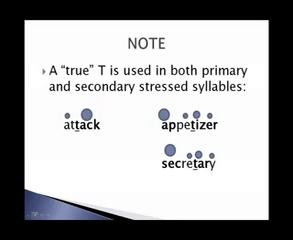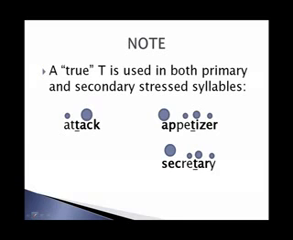Please note, a true T is used in both primary and secondary stressed syllables. Let me help you understand through these 3 examples. Attack is a word with 2 syllables. Stress is on the second. Attack. So T, although in the middle of the word, is at the beginning of a stressed syllable. So we have a true T, attack.